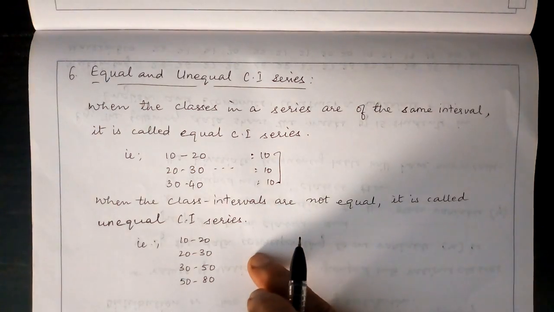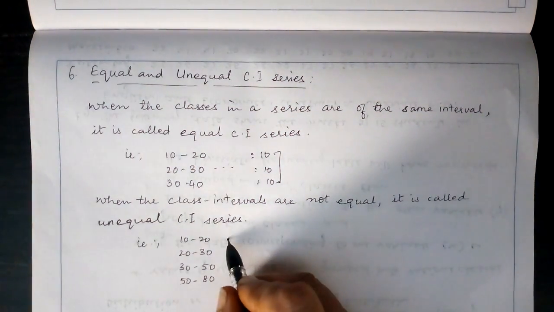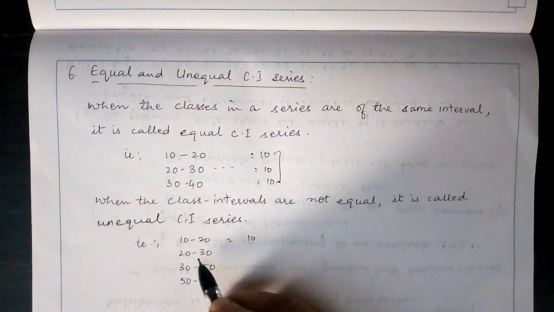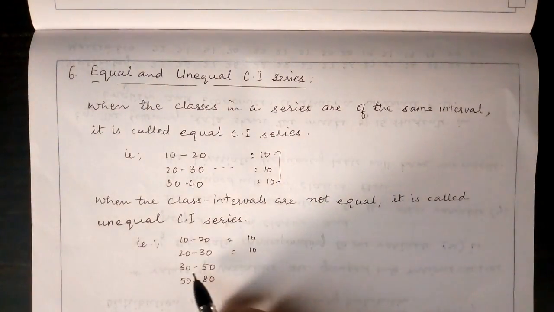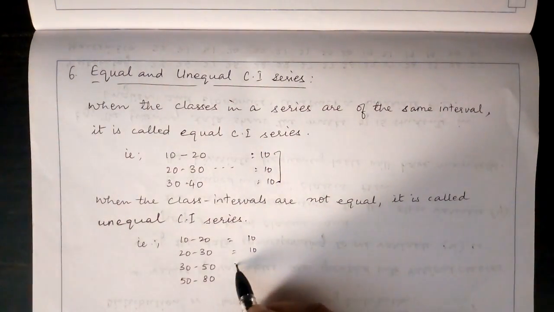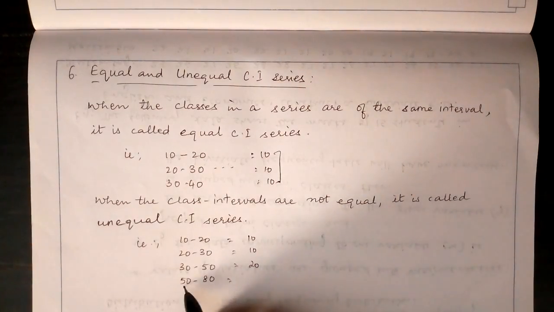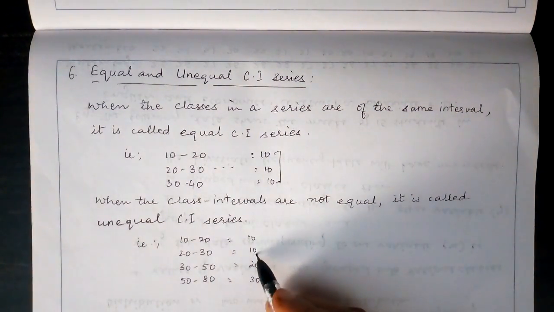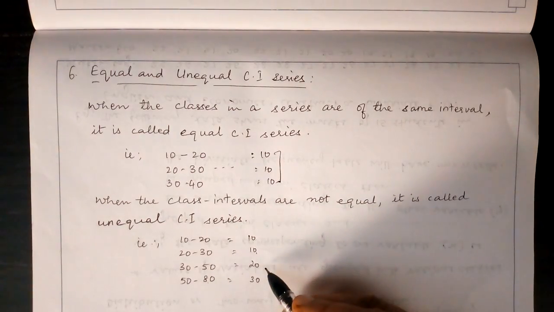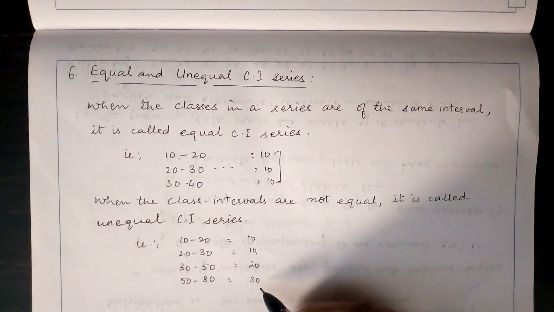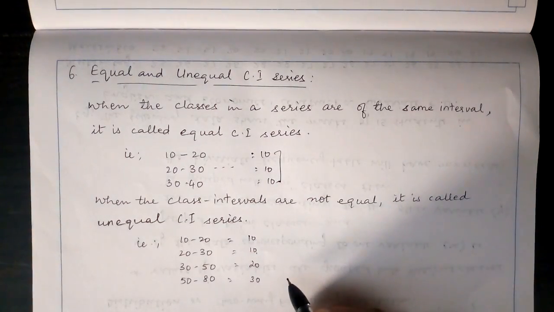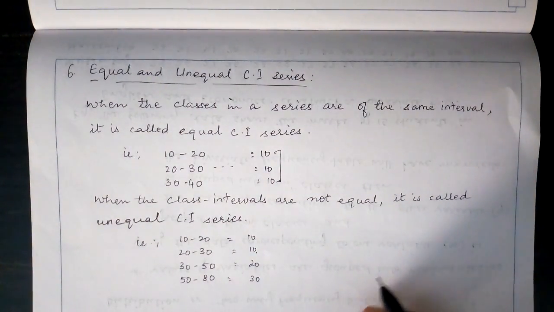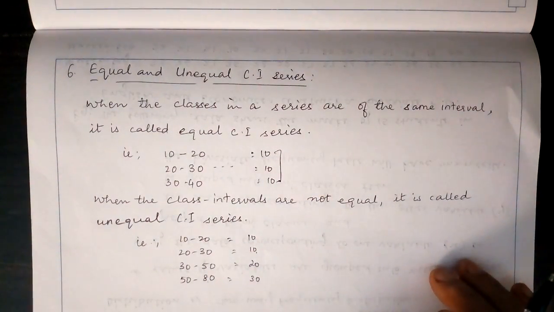But when the class intervals are not equal, it is called unequal class interval series. Look at this series. 10 to 20 it is 10, 20 to 30 again 10, 30 to 50, 50 minus 30 is 20, 50 to 80, 80 minus 50 is 30. So here we see the class interval is 10, but here it becomes 20 and 30. So such a class series is called an unequal class interval series. So those were the continuous series, the types of continuous series.